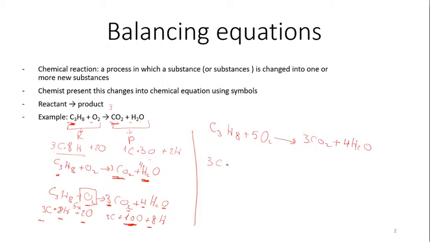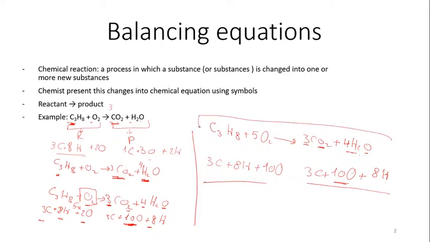So I have 3 carbons, 8 hydrogens and 10 oxygens, because 5 by 2 is 10, and here I have 3 carbons plus 6 oxygens, and here 4 oxygens, which means 10 oxygens, and 4 by 2 is equal to 8 hydrogens. Now if I look at both sides, I can see that they are equivalent. This is my final form for my balanced chemical equation.